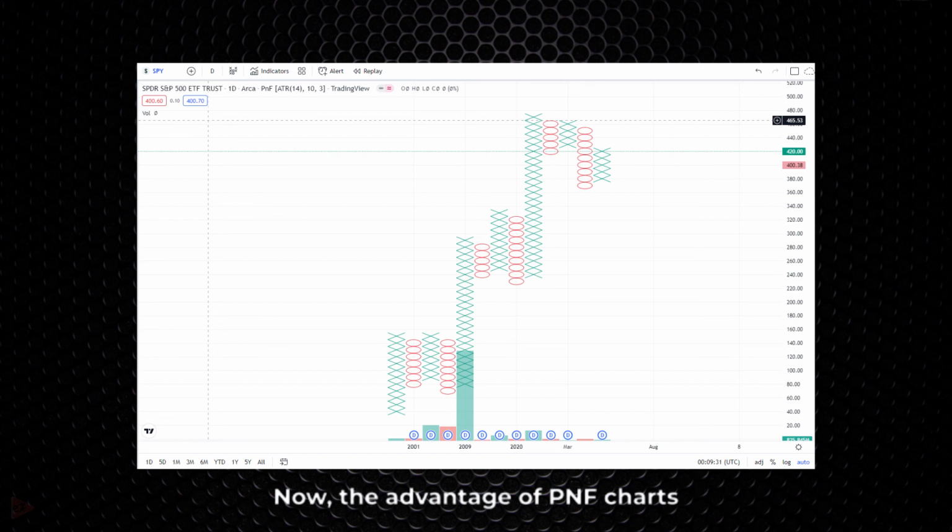Now the advantage of PNF charts is that the information is compressed. It's very easy to spot the resistance and support levels, and it could be used for specific purposes, for things that only consider price and not time. But that's also one of the disadvantages. It doesn't use time nor volume. So I'll admit it's kind of a weird chart. Not a lot of people use it. It's very much of a niche type of thing.